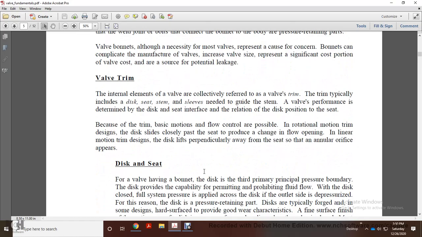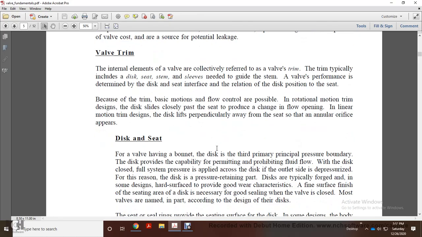Your valve trim. The internal elements of a valve are collectively referred to as the valve trim. The trim includes the disc, seat, stem, and sleeves needed to guide the stem. Valve performance is determined by the disc and seat interface and the relative motion of the disc with respect to the seat. Because of the trim, two basic motions of flow control are possible. In rotational motion trim designs, the disc slides closely past the seat to produce a change in the flow opening. In linear motion trim designs, the disc lifts perpendicularly away from the seat so that an annular orifice appears.